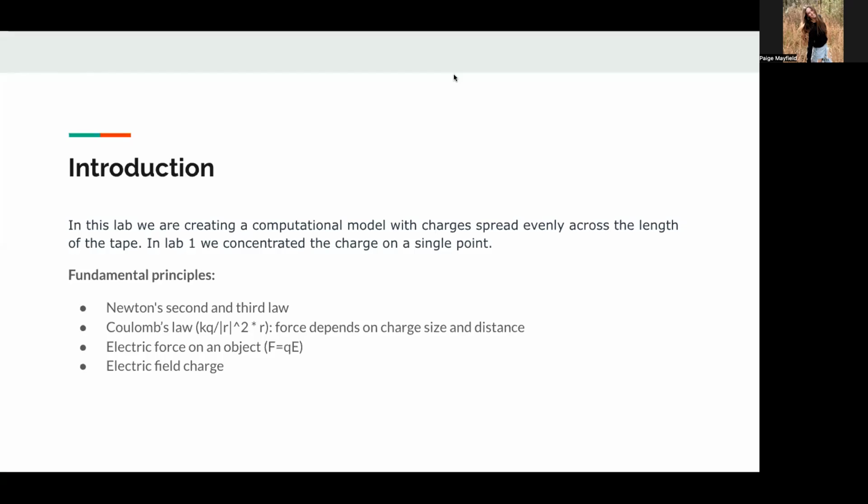In this lab, we are going to be creating a computational model where the charges are spread evenly across the length of the tape, whereas in lab 1, we concentrated the charge to a single point on the tape. For this, we're going to use fundamental principles of Newton's second and third law, Coulomb's law, electrical force on an object, and electrical field charge.